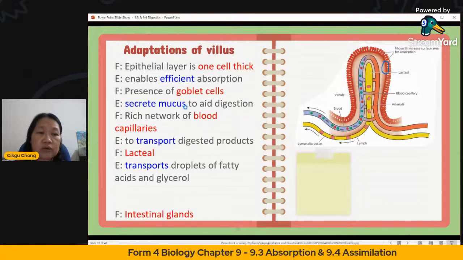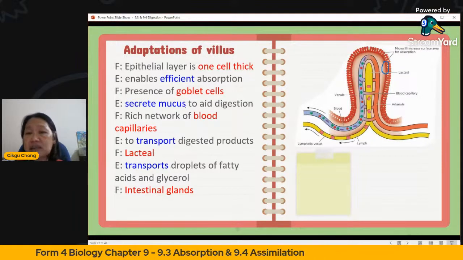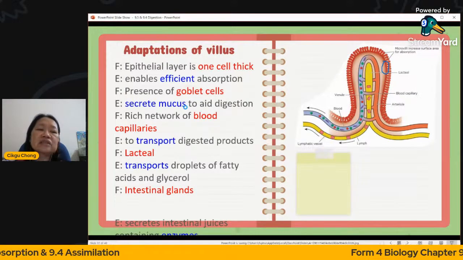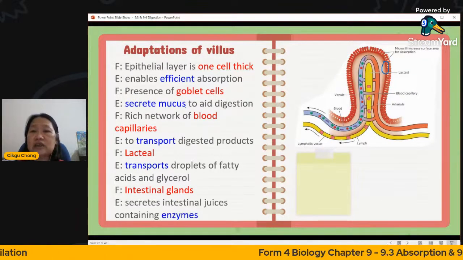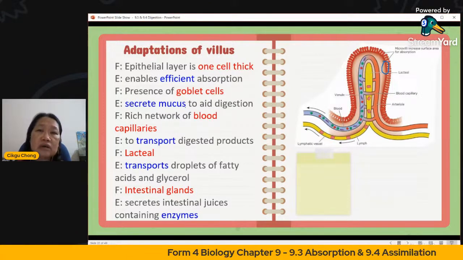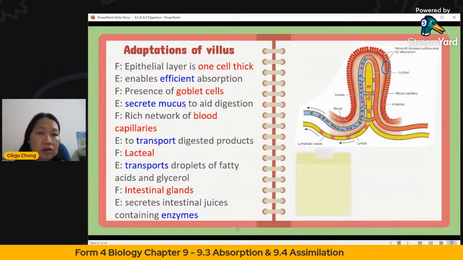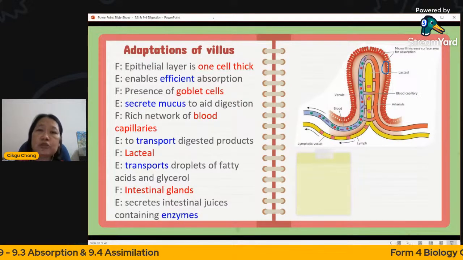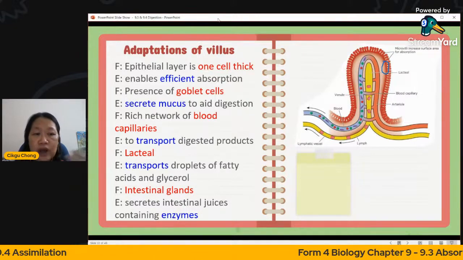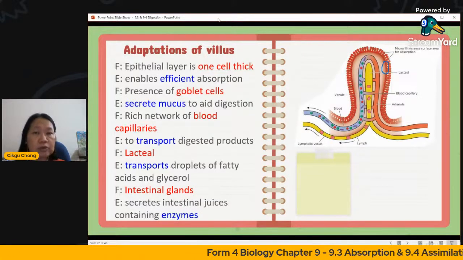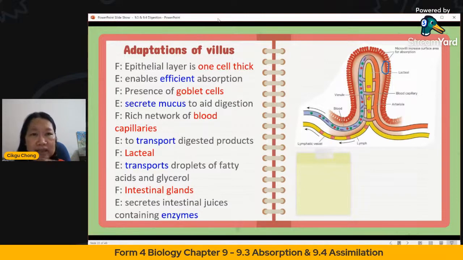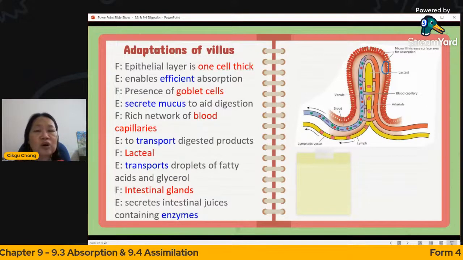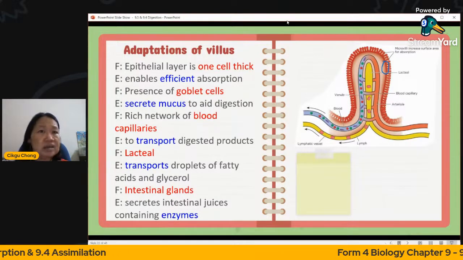So you have a few adaptations here, the features. We also have intestinal glands inside your small intestine, and the intestinal glands produce the enzymes, which are important to break down the molecules into the smallest unit, which is able to pass into the membrane of the cells. You have to get the molecules broken down into the smallest unit, and only then can they go into the blood, or into the lacteal, to be passed on to all the body cells in your entire body.